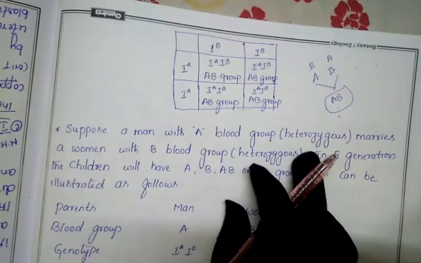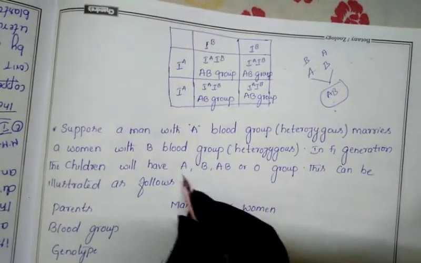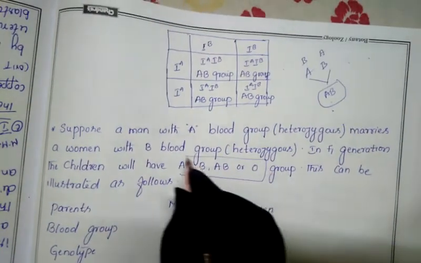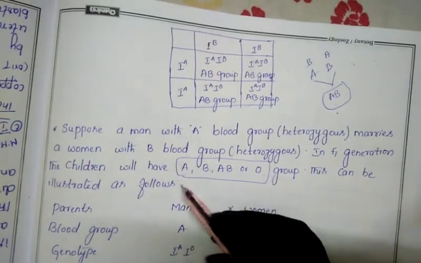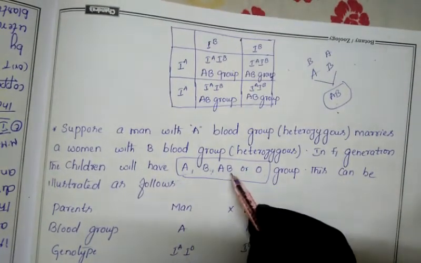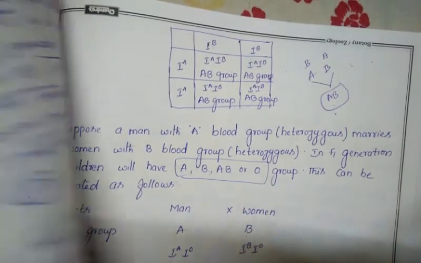If they are in a heterozygous condition, which type of blood group will appear in the offspring? Four different types of blood groups will appear: A, B, AB and O. One child may have the A blood group, another child may have B, another child may have AB, and the next child may have the O blood group.